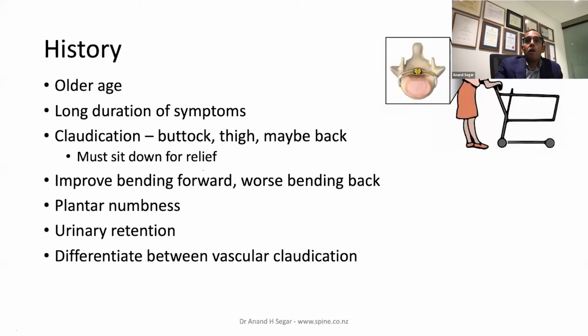The pattern is an older age group. They often have a long duration of symptoms. They're stoic. They get claudicant, cramping type pain in their buttock, thigh, and maybe even their back. And the key here is they must sit down for relief. Patients with vascular claudication get the claudication, they stop, they can keep standing, and they get relief of the pain. But with spinal claudication, patients have to sit down or lean forward, and they can't bend backwards.